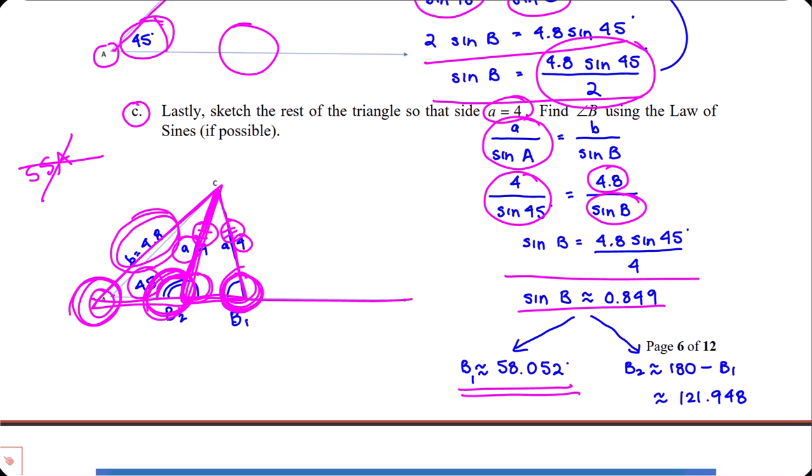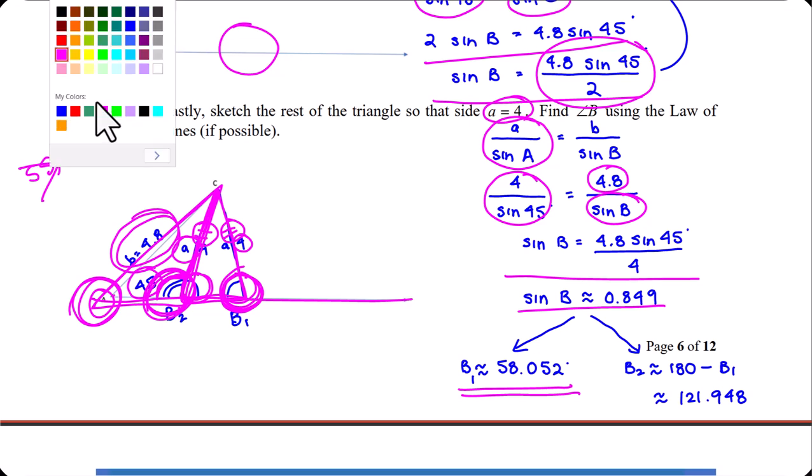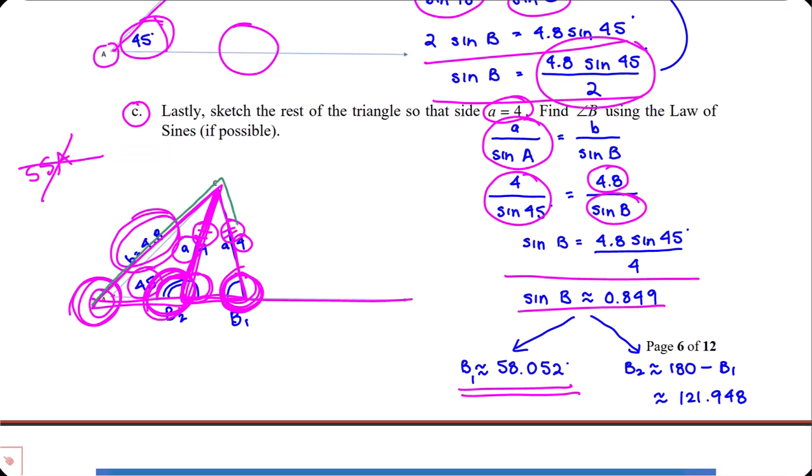Two possible triangles. The green outside triangle and the blue inside triangle. They both have the same 45 degrees, the same 4.8, and the same 4 here and here. What a mess. But here's our angle B that we found. If we take 180 minus that, I'll get the other possible angle in this case.